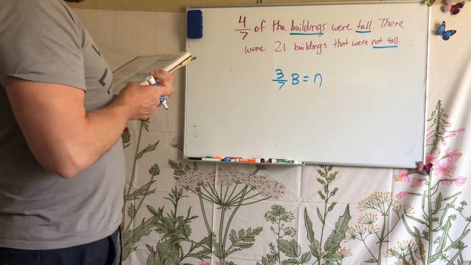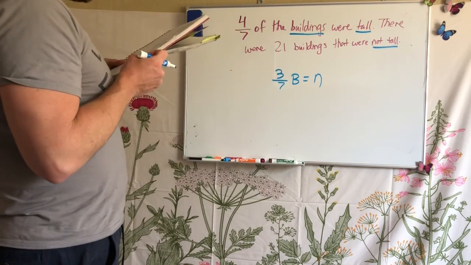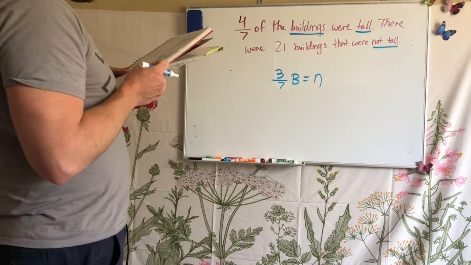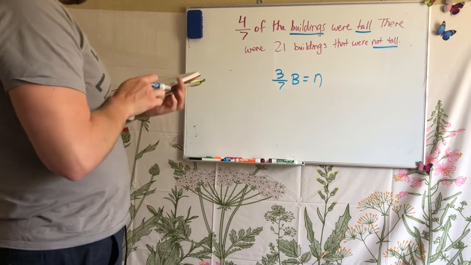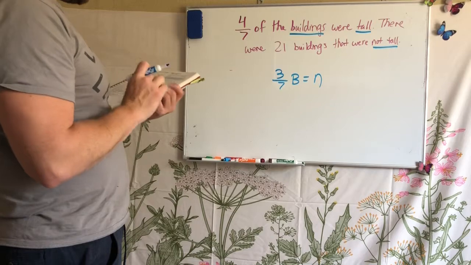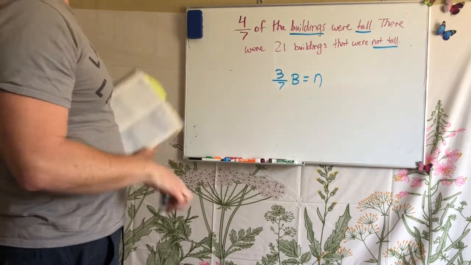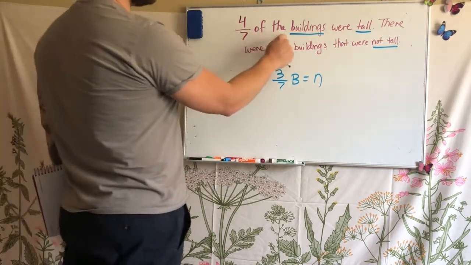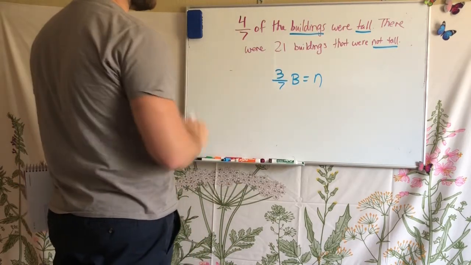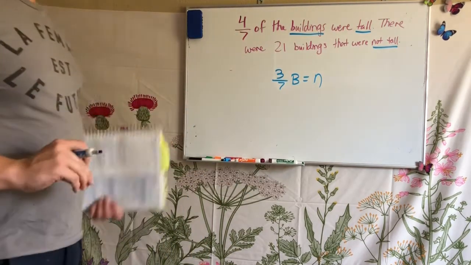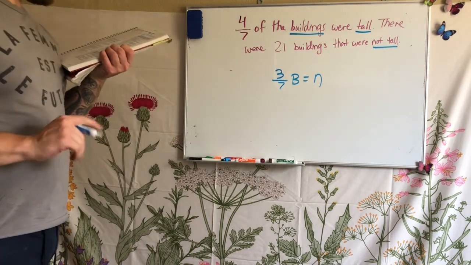So we know 4/7 of the buildings were tall. So 3/7 of the buildings were not tall. The equation is 3/7 B equals N, because here it tells us 4/7 of the buildings were tall. What's left over? 3/7 of the buildings were not tall. Here's another one.